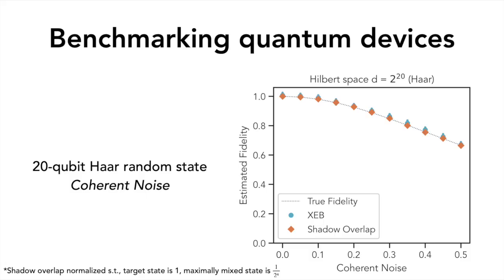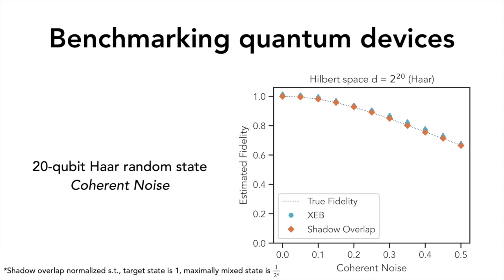Then we see that XEB starts to differ from the true value. So here with 4 qubits, we see that XEB says the fidelity is actually lower than what the true fidelity actually is.